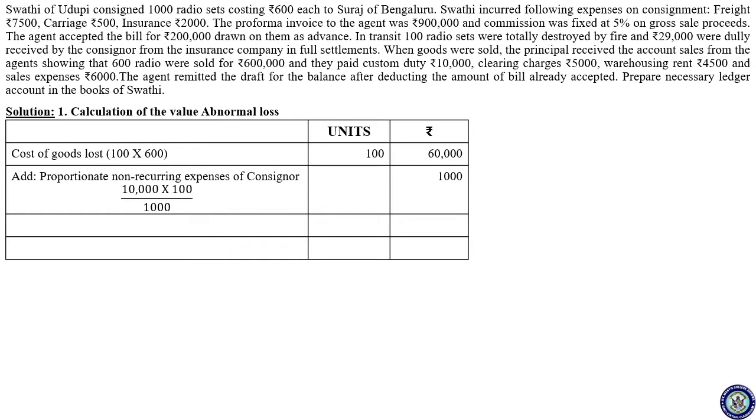Next, you have to add the proportionate non-recurring expense of the consignee, but the goods were lost in transit. So the consignee's expenses are not added because the consignee has not received the goods. So it is nil. The consignee's proportionate non-recurring expense is nil. So the total of the loss for 100 units, the value is 61,000.